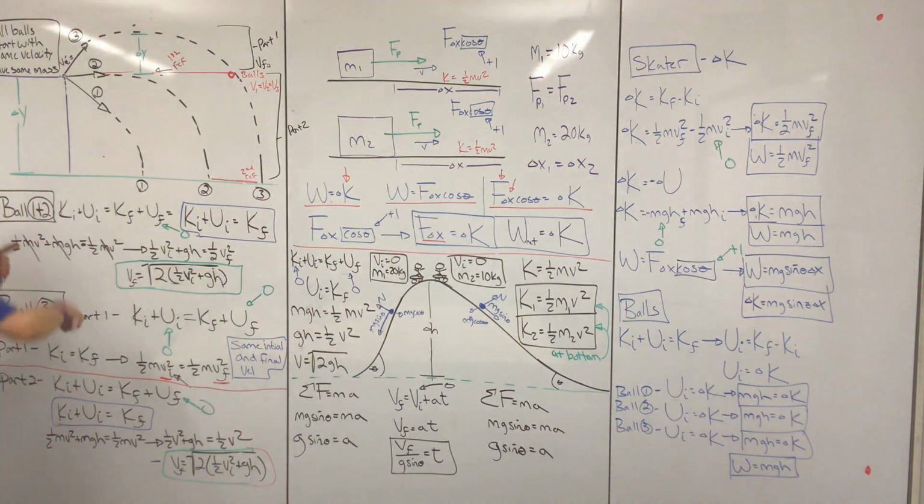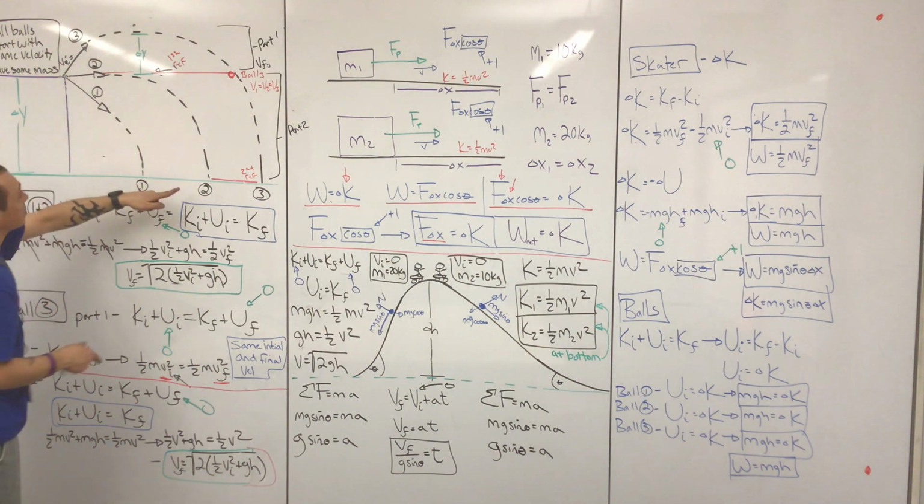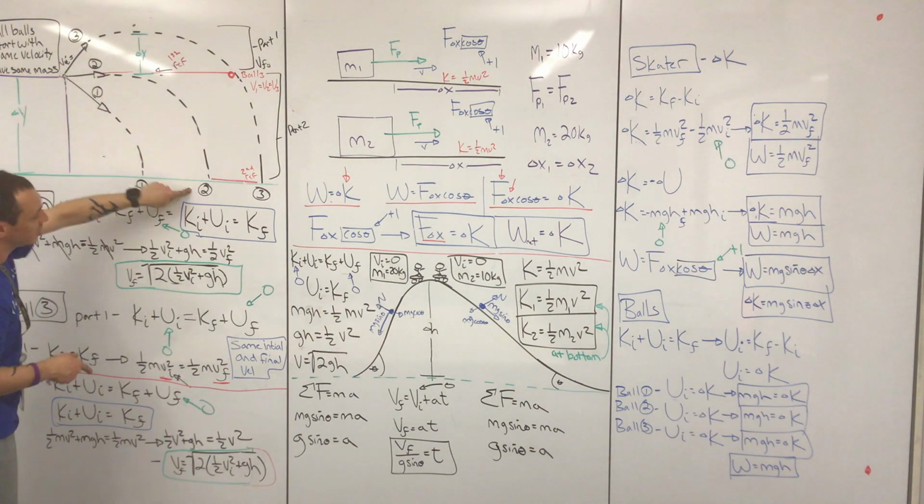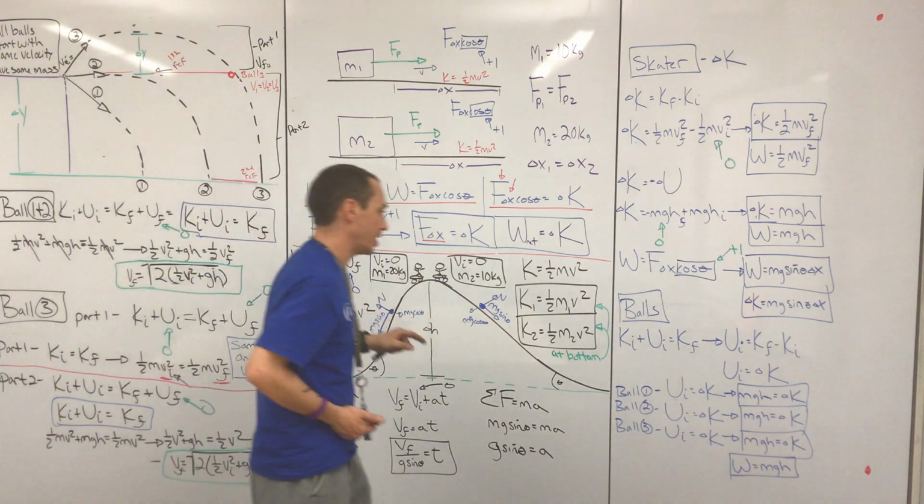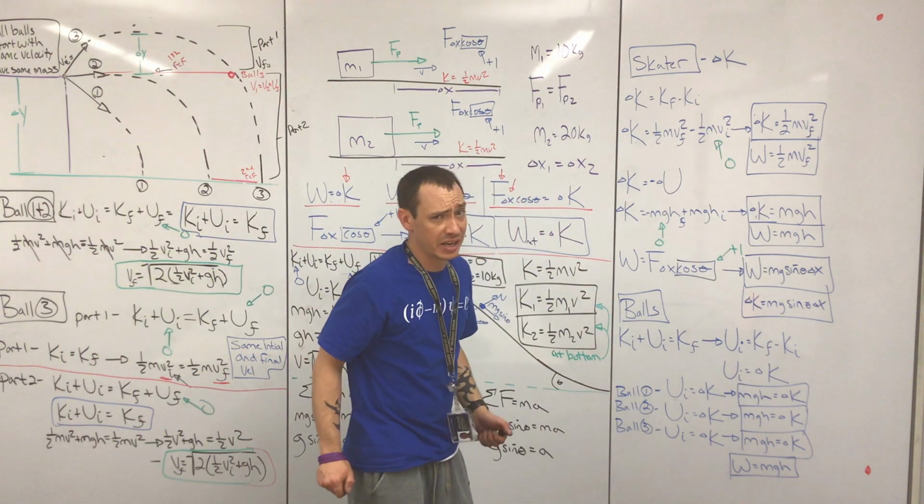Different velocities. Here, we had the same, right? All balls have the same masses, and we saw that the balls all start with the same velocity and they all end with the same velocity over here, right? So do they have the same change in kinetic energy?